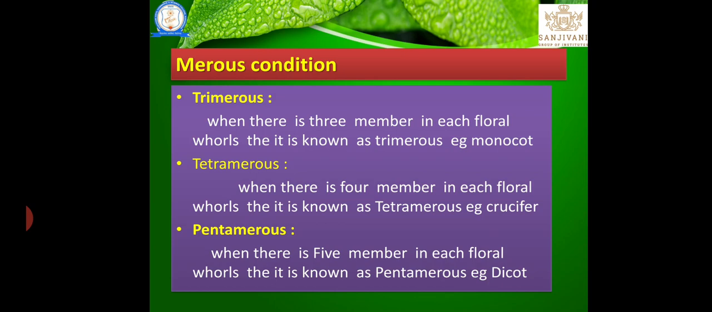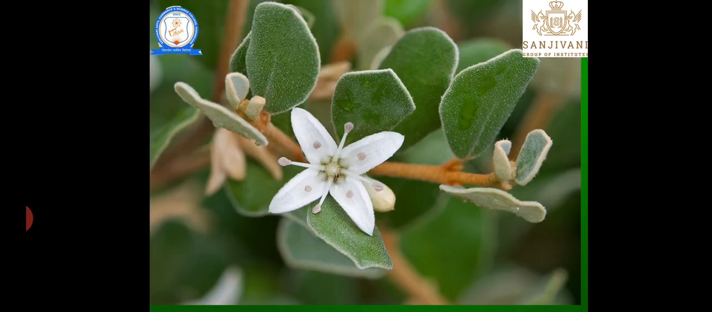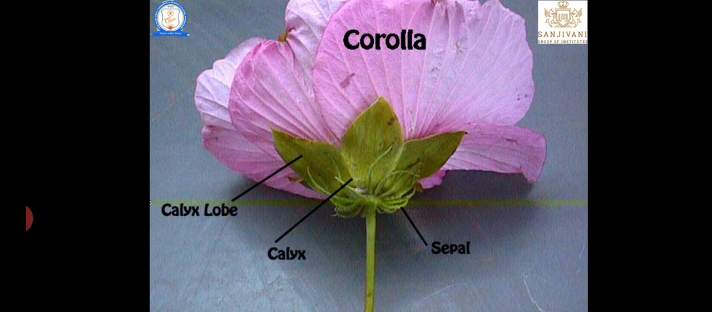Merosity is nothing but the classification on the basis of number. For example, trimerous: when there are three members in each floral whorl, such as sepals and petals, it is known as trimerous. There are three petals and three sepals. Tetramerous, four in number. Pentamerous, five in number. We can see there are three petals, that means trimerous. Here are four petals, that is tetramerous. Here are five petals, that is pentamerous. Let's see one by one.